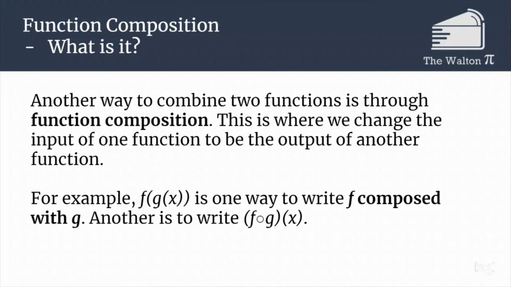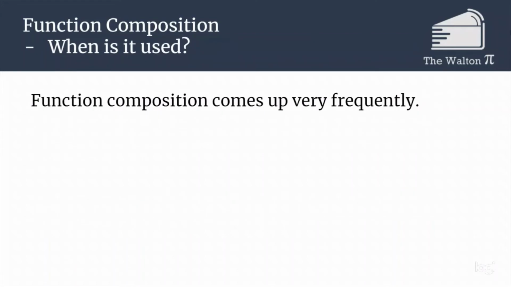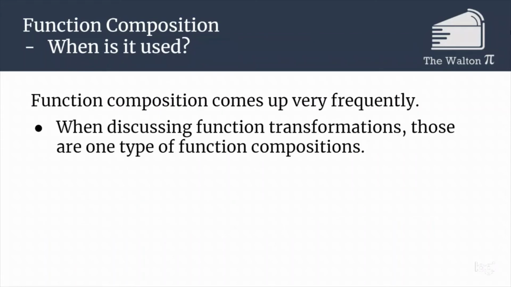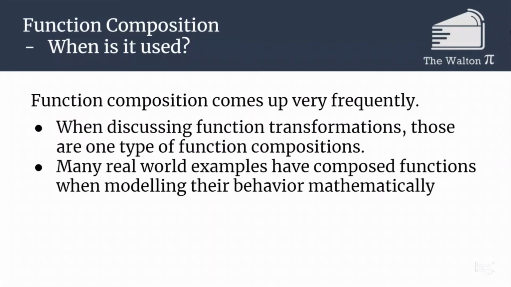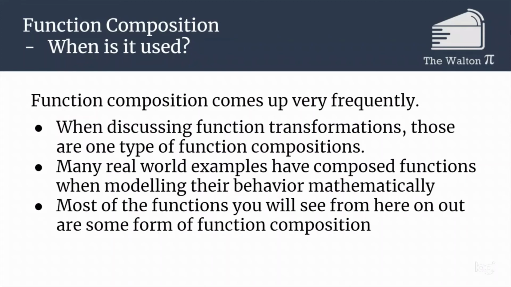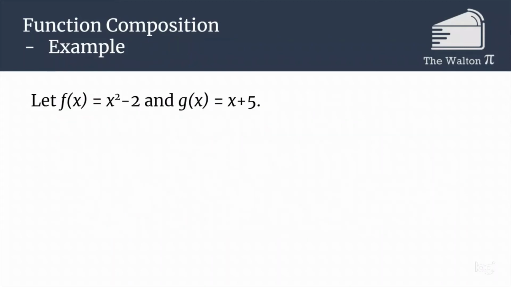Another way to write it is f circle g of x. That little circle is the composition symbol. So it's going to come up very frequently. Anytime you're talking about function transformations, those are one type of function composition. A lot of real-world examples have composed functions when you're modeling their behavior mathematically, and most functions that you're going to see are actually some form of function composition.